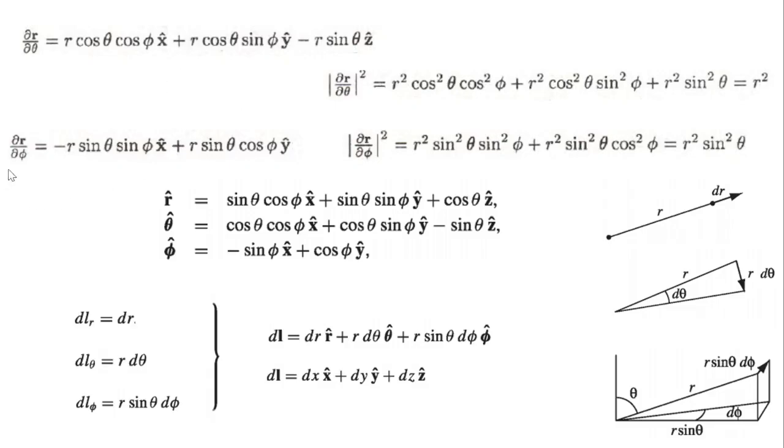Similarly, this is ∂r/∂φ. You need to divide this with modulus of ∂r/∂φ. The square of the modulus is r² sin²θ. So modulus is r sin θ. So divide this expression with r sin θ. You get φ cap equal to minus sin φ x cap plus cos φ y cap. So you have the three basis vectors which are orthogonal.